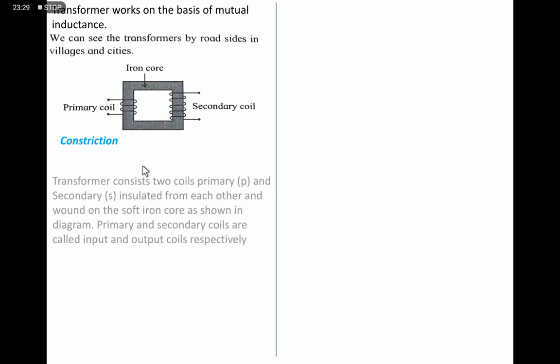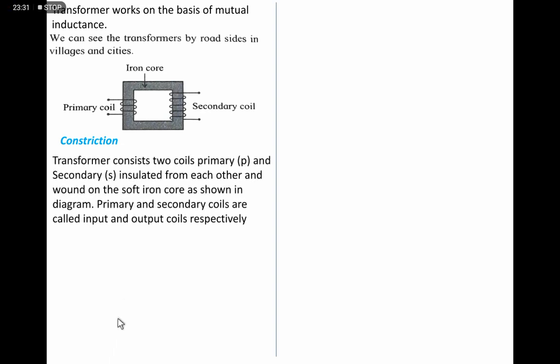So the construction is very simple. A transformer consists of two coils, primary and secondary, insulated from each other. We have to minimize the mutual inductance. These are wound on a soft iron core as shown in the diagram. The primary and secondary coils are called the input coil and output coil respectively.